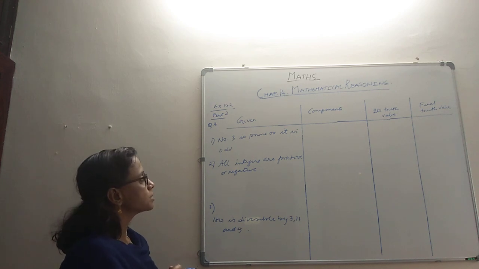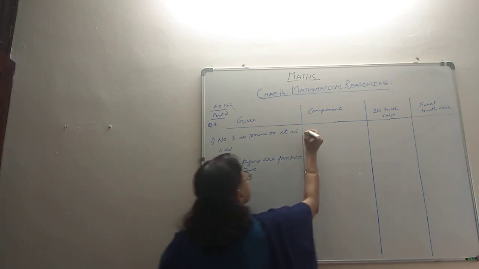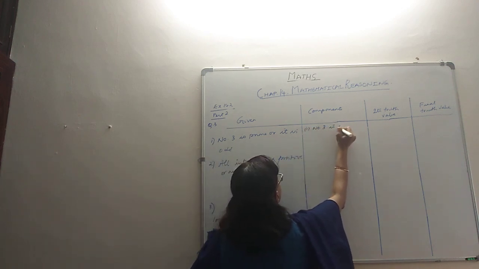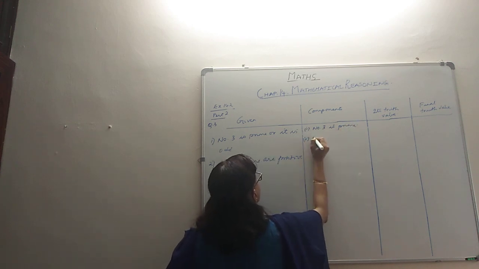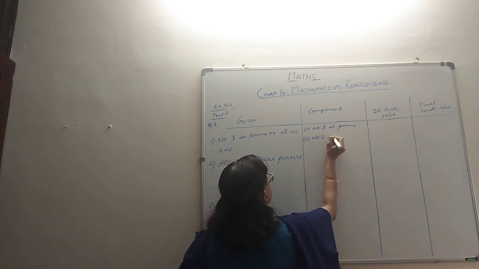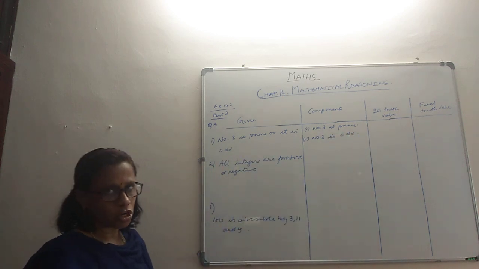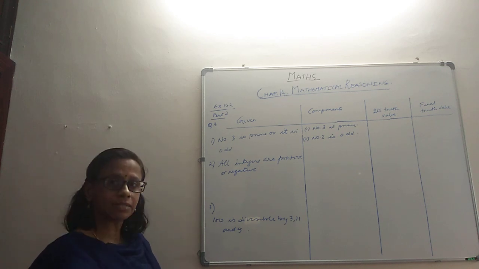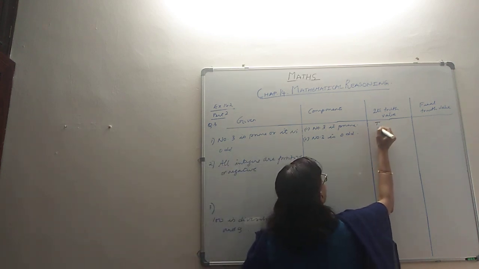The number 3 is prime or it is odd. When we break it up, the first component is: the number 3 is prime. The second component: the number 3 is odd. Those are the two components. Now we check the truth value of each. Number 3 is prime, is it true? Yes, it's true. Number 3 is odd, is it true?